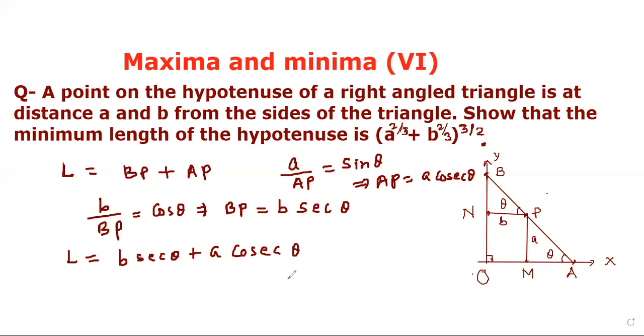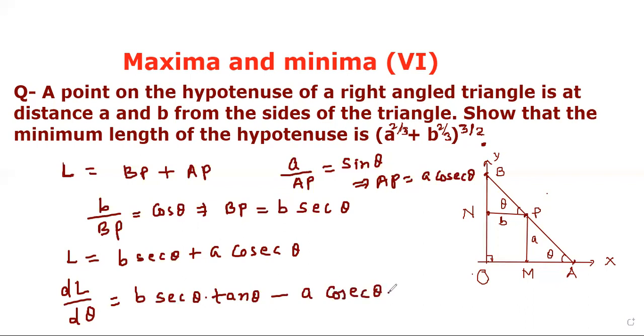Now, we have to differentiate it with respect to theta. So dL by d theta will be equal to B sec theta tan theta minus A cosec theta into cot theta. Now we find the second derivative also. So d²L by d theta². It is better to write on the next page.